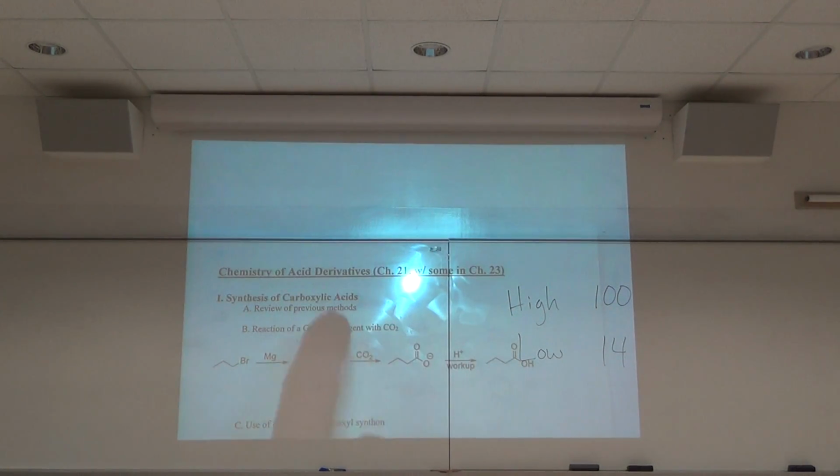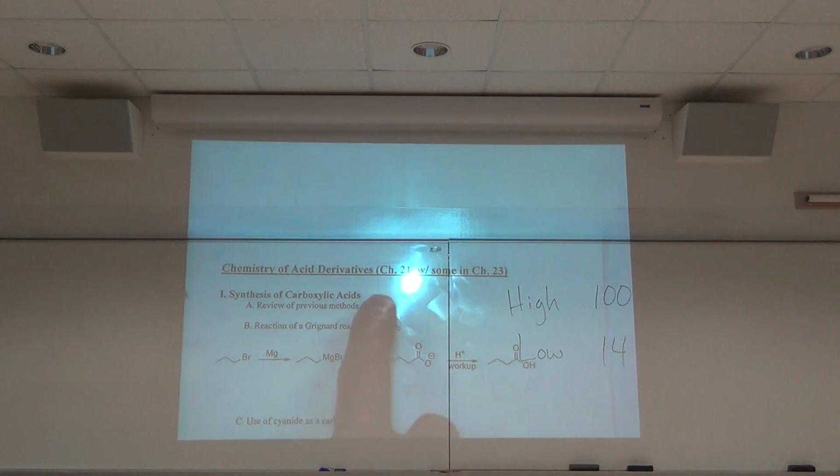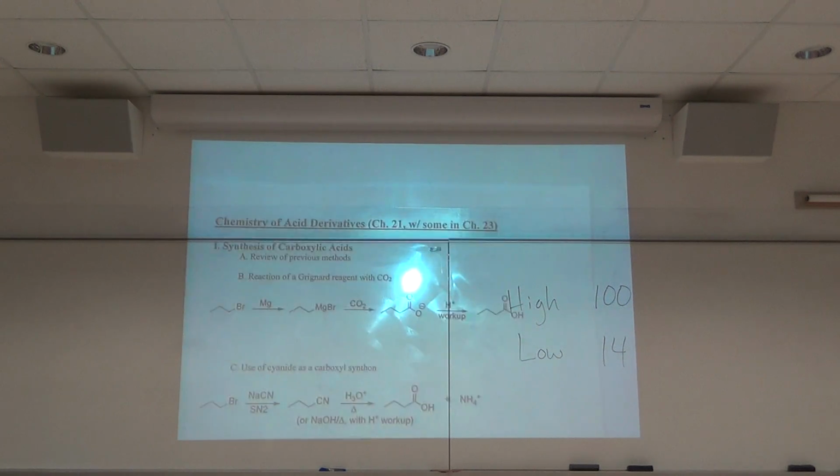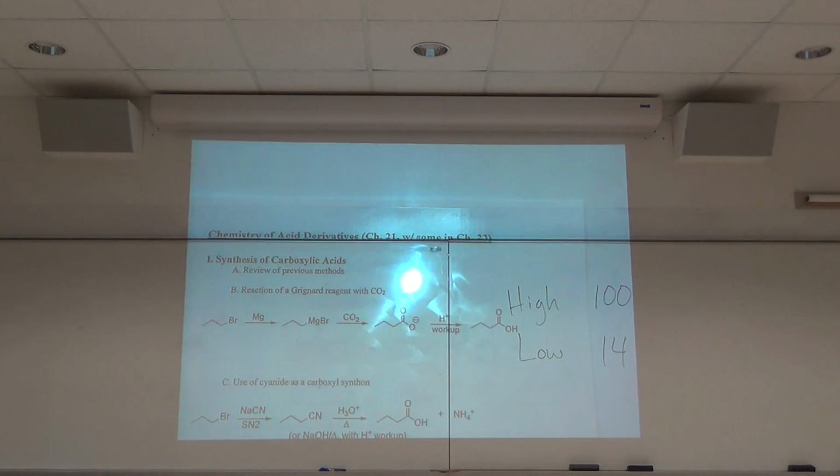Chemistry of acid derivatives. Everybody's got a textbook. This is the Klein textbook. Use your table of contents if you have a different textbook. Synthesis of carboxylic acids. These are called acid derivatives. They're derivatives of carboxylic acid.